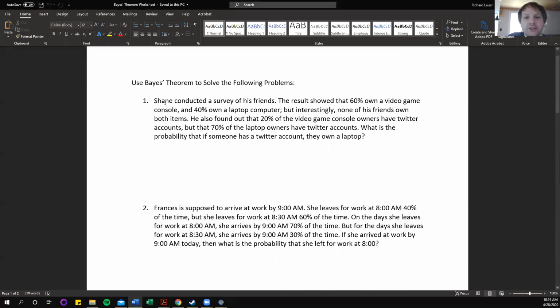It says Shane conducted a survey of his friends. The results showed that 60% own a video game console and 40% own a laptop computer. But interestingly, none of his friends own both items.